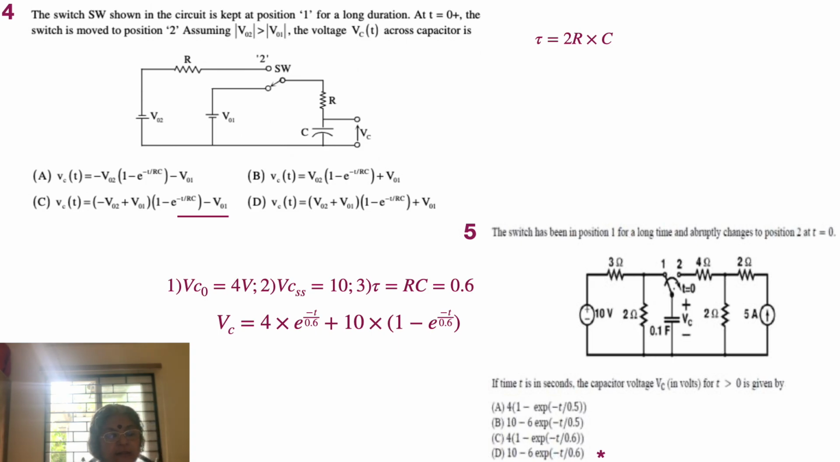So just settle them together. You see that there is only one constant which is equal to 10, and then you have minus 10 e raised to minus t by 0.6 and plus 4 e raised to minus t by 0.6. So it's going to be minus 6 into e raised to minus t by 0.6. Very simple, but 2 or 3 important things were spoken about.